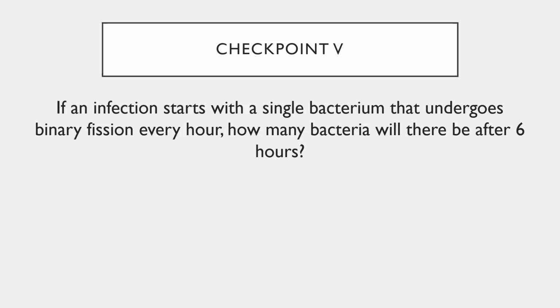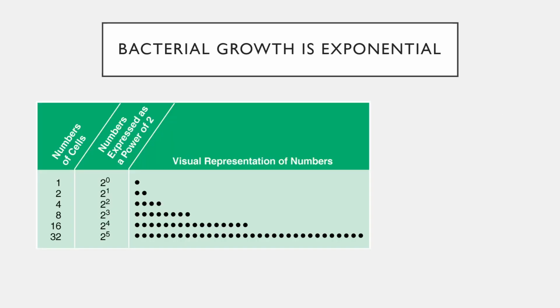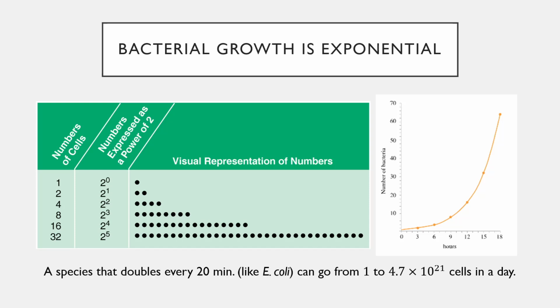The goal of that checkpoint and that little number puzzle is to demonstrate to you that bacterial growth takes place at an exponential rate, meaning that bacteria do not increase in a steady straight line, rather they increase at an increasing rate. A species like E. coli that doubles every 20 minutes could theoretically go from a single cell all the way up to 4.7 times 10 to the 21 cells in a single day's time period under perfectly optimal conditions. And that's because with every generation time, the amount of bacteria doubles.